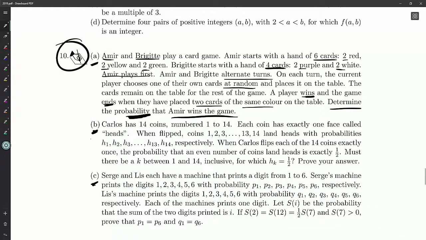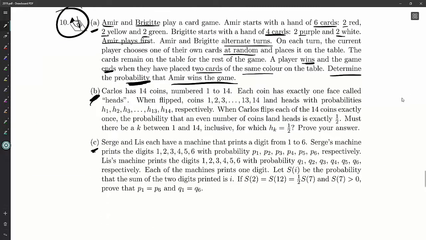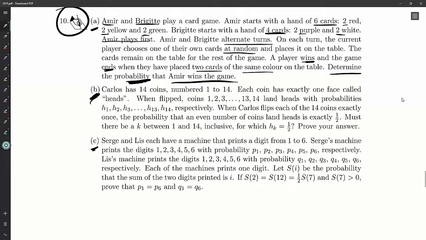So what have we got for B part? Now we've got a fellow by the name of Carlos, and he's got 14 coins, numbered 1 to 14. Each coin has exactly one face called heads. When flipped, coins land heads with probability H1, H2, up to H14. When Carlos flips each of the 14 coins exactly once, the probability that an even number of coins lands heads is 1/2.